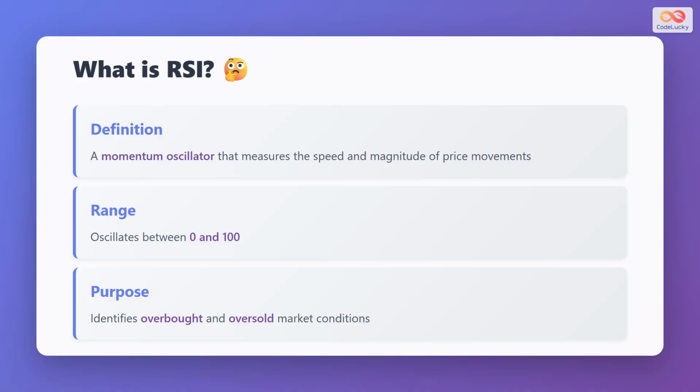RSI is a momentum oscillator that measures both the speed and magnitude of price movements. It operates on a scale from 0 to 100, making it easy to read and interpret. The primary purpose of RSI is to identify when an asset is overbought or oversold, helping traders anticipate potential price reversals before they happen.